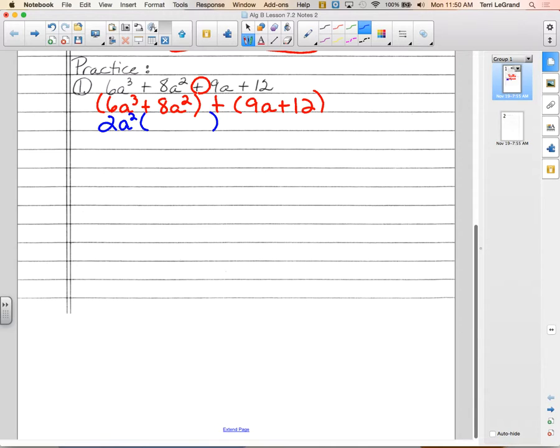Yes, G. Can we just use the smallest number? Smallest exponent? Yeah, like A and A. Yeah, that is kind of what ends up happening. 2 is smaller than 3, so it has to be 2. Okay, what's 6a cubed divided by 2a squared? Let's just do it like this. What's 6 divided by 2?